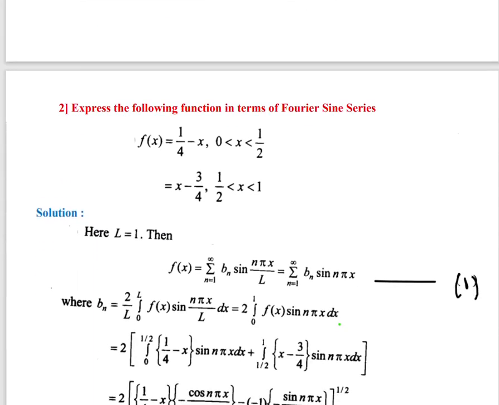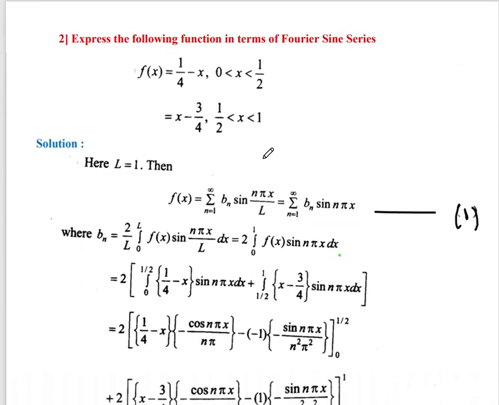Now we will see the second problem. So what is the second problem? Express the following function in terms of the Fourier sine series, and the given function is 1 by 4 minus x in interval 0 less than x less than 1 by 2, and the value of f of x in the second interval is x minus 3 by 4 in interval 1 by 2 less than x less than 1. If you observe, this function f of x is given in two intervals, that is 0 to 1 by 2, and the second interval is 1 by 2 to 1.